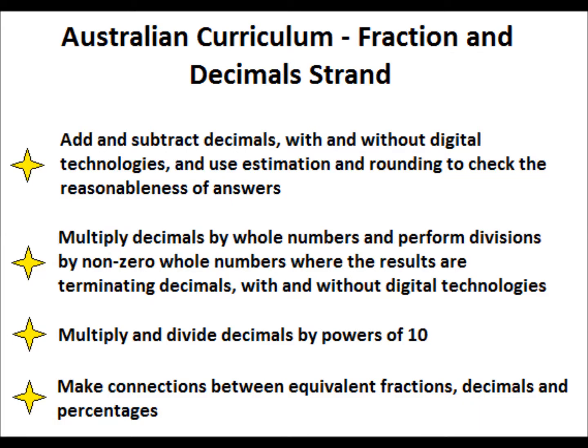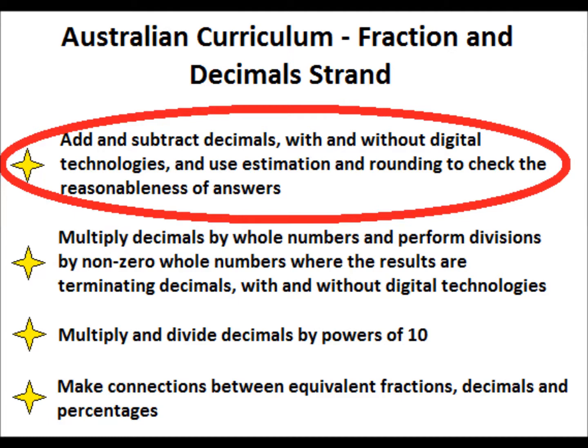The objectives are to add and subtract decimals with and without digital technologies, and use estimation and rounding to check the reasonableness of your answers; multiply by whole numbers and perform divisions by non-zero whole numbers where the results are terminating decimals with and without digital technologies; multiply and divide decimals by powers of 10; and make connections between equivalent fractions, decimals and percentages. In the activity that I've chosen to show you today, I've decided to focus on the first objective, which is the addition of decimal numbers.